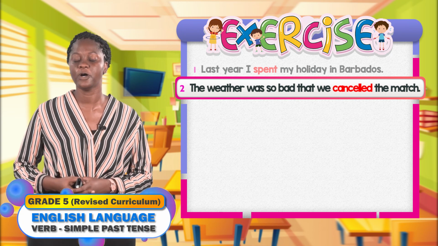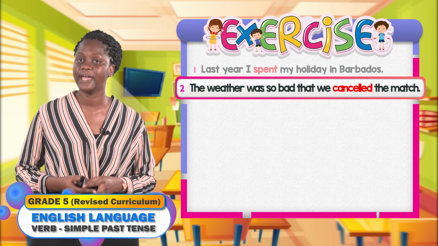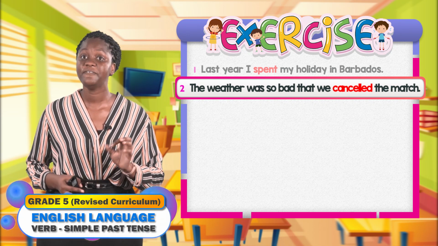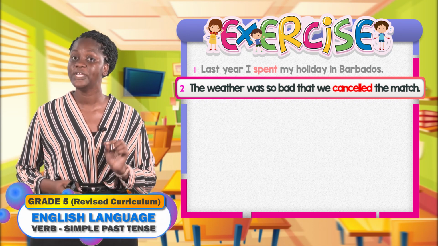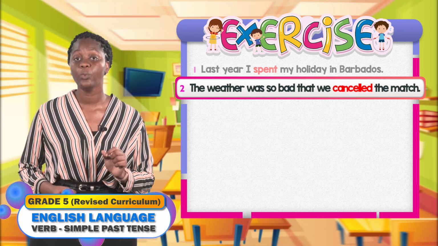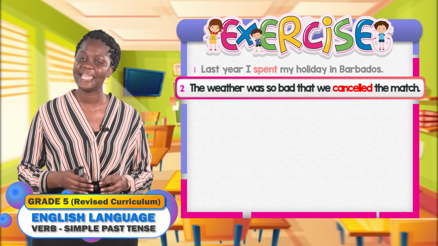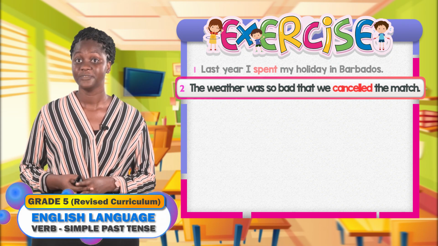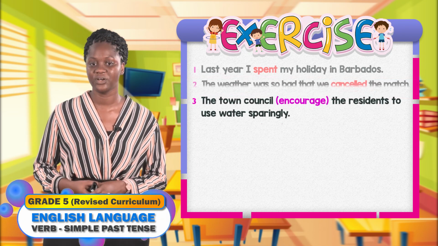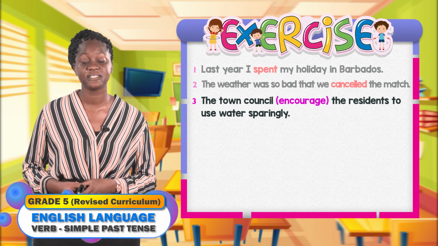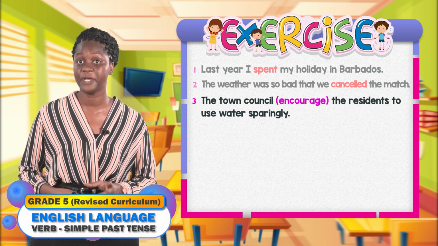I'm sure you would have observed that before the L there is a vowel E. Therefore, before adding ed, we need to double the L. So cancelled would be spelled CANCELLED. Great. So let's go on to another. The town council something the residents to use water sparingly.